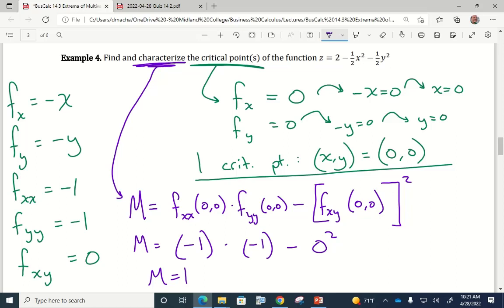If m is positive, then this could be either a maximum or a minimum, right? According to my little box on the second page of your notes. So then the next question asks is, what about your second derivative with respect to x? Is it positive or negative? And if m is positive and the second derivative with respect to x is negative, then that means we are looking at a maximum.